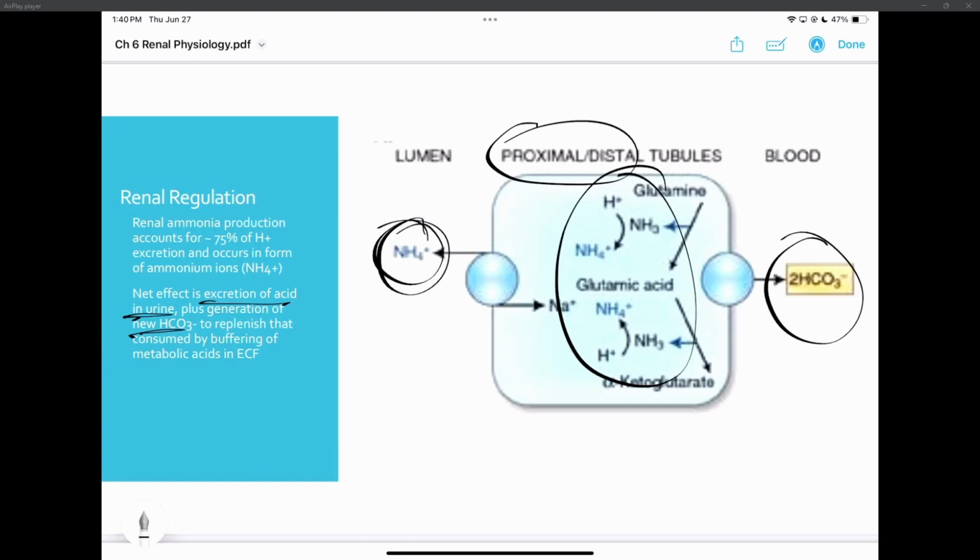We're losing an acid and we're creating a base. Titrating your pH, depending on what's going on. If we're too acidic, we can dump more NH4 ammonium into the urine, get more bicarb out to neutralize our pH again. Does that make sense? How we get bicarbs? Why the kidney can generate extra bicarb?